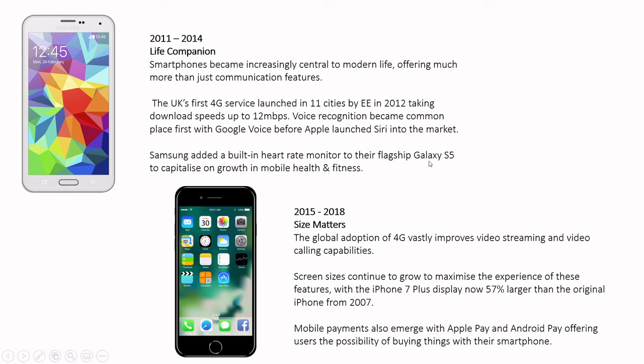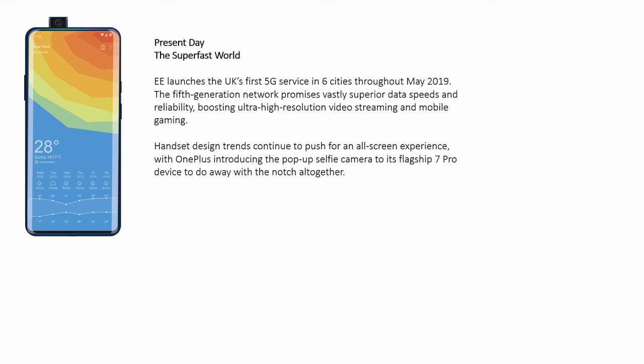Then you have 2015, 2018, screen size is getting better because the quality of the image is getting better. So the screen is actually 57% larger than the original phone. You then have things like Apple Pay and Android Pay start being a thing, which is quite a large thing now. So you don't have to have your card with you, you have it digitally, so you can just swipe dead easily. And then currently you've got 5G is now a thing, ultra high resolution, data pretty much everywhere, so video streaming, mobile gaming, all those sorts of things.